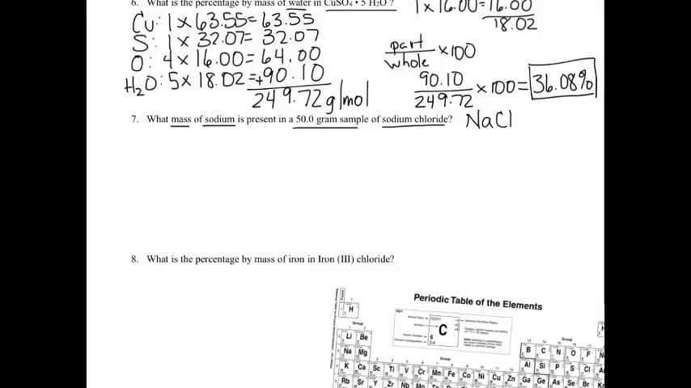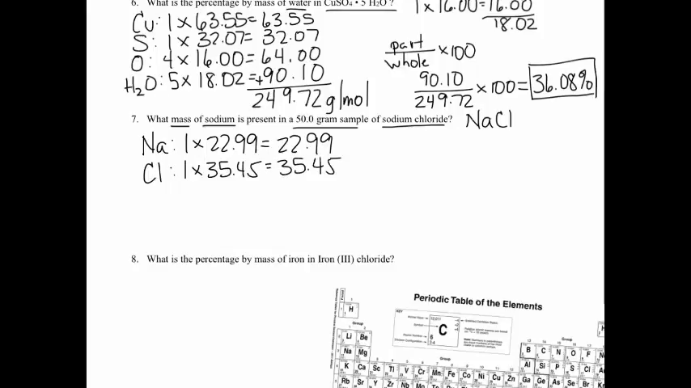So the sodium for this question is going to be the part, and the whole will be the GFM of sodium chloride. So we still need to do that, but I'm not going to multiply by the 100 in this one because we're actually looking for the mass. So let's go ahead and figure out the GFM. And then we just add those up, and we get 58.44 grams per mole.